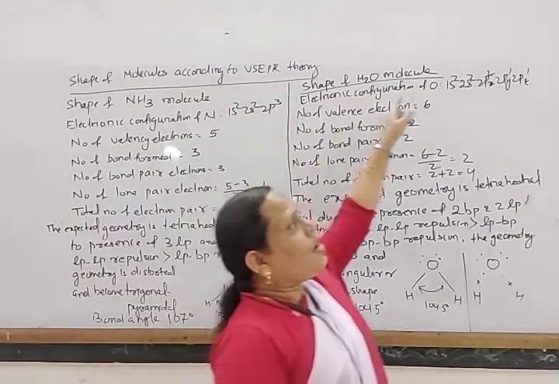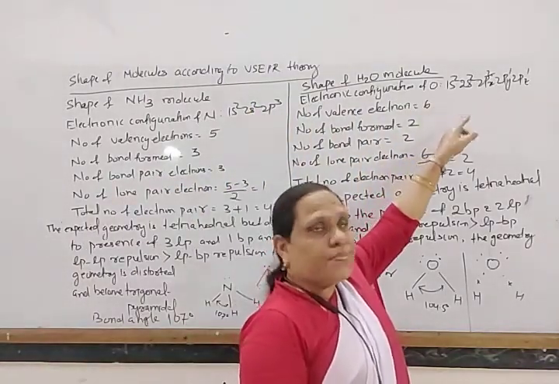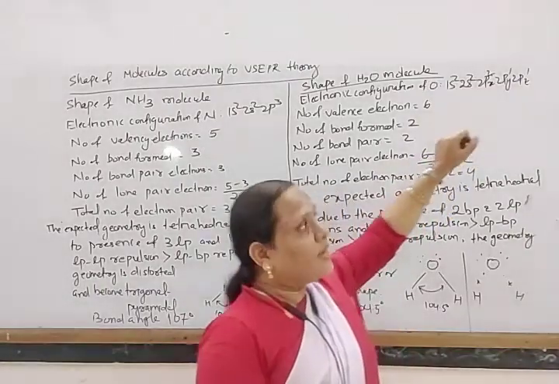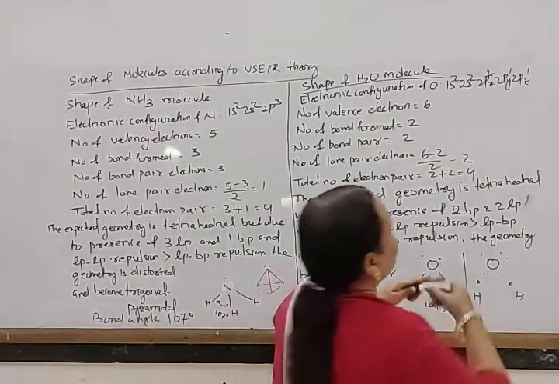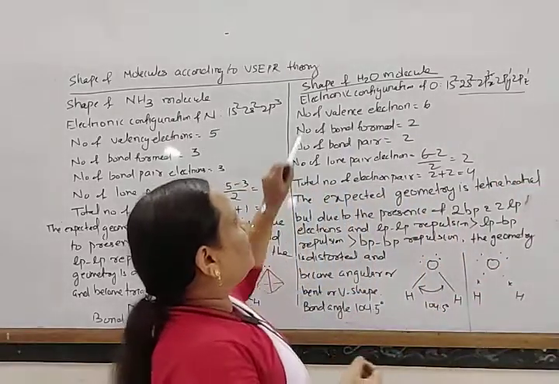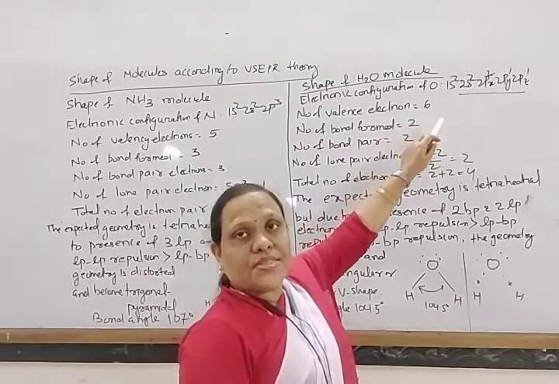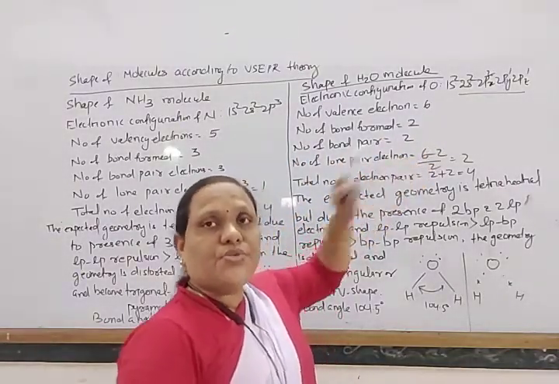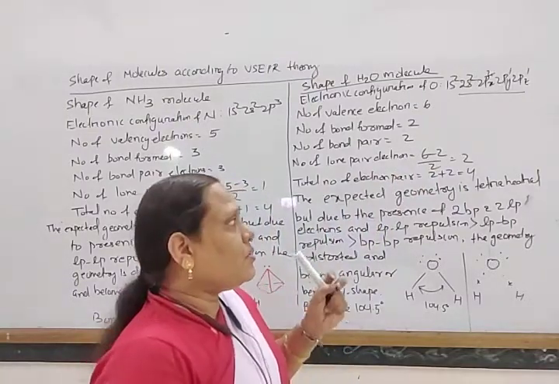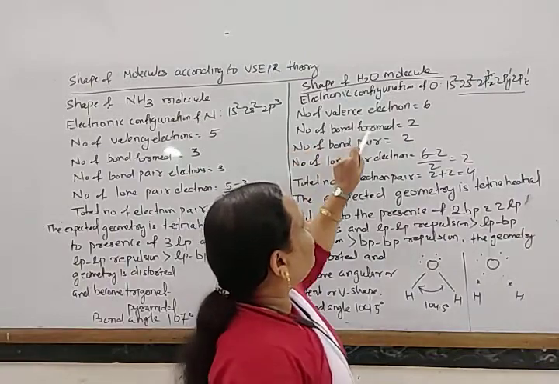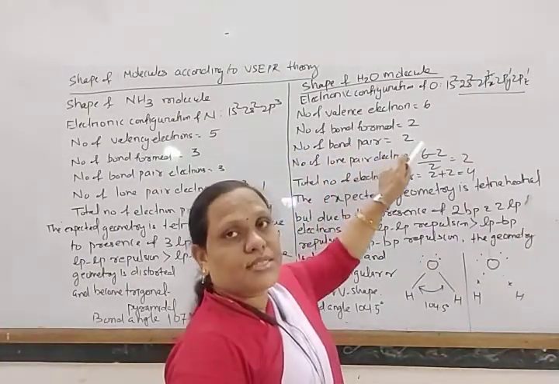In water, oxygen is the central atom, with electronic configuration 1s2, 2s2, 2px2, 2py1 and 2pz1. It has 6 valence electrons. This is the valence shell. So the number of valence electrons is 6 and the number of bonds formed is 2, so oxygen is a divalent atom. The number of bond pairs is also 2.